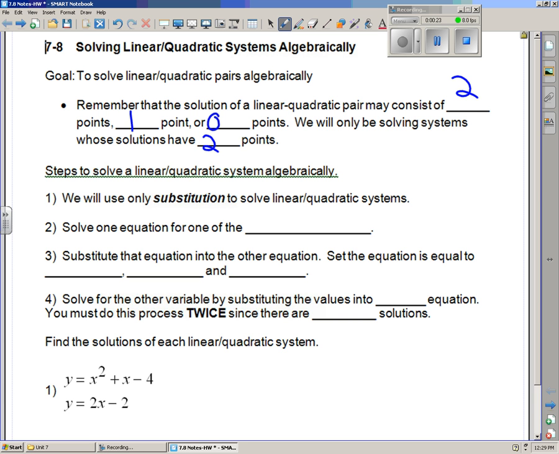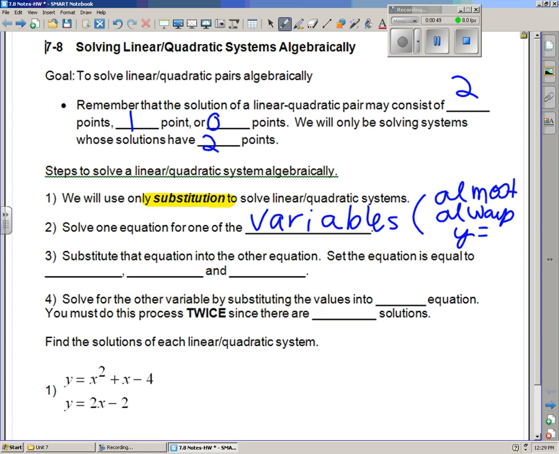So when you solve these things algebraically, you're going to be using the substitution method, our favorite one, I know. You're going to solve one equation for one of the variables. You can solve for either x or y for sure, but for some reason we tend to almost always solve for y here. So it's almost always going to be a y equals equation. In the substitution with two linears, it's x or y. You're going to substitute that equation into the other.